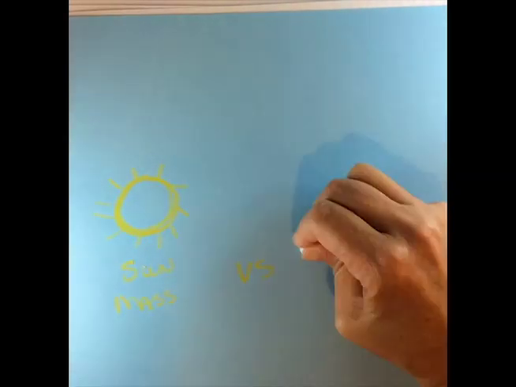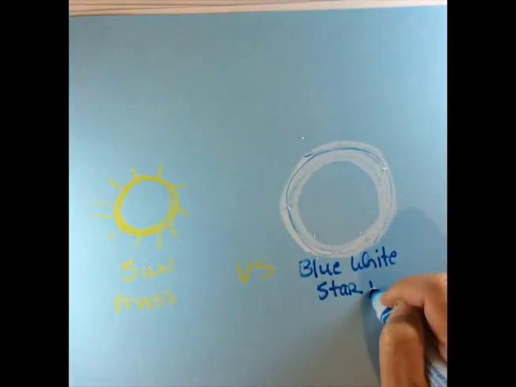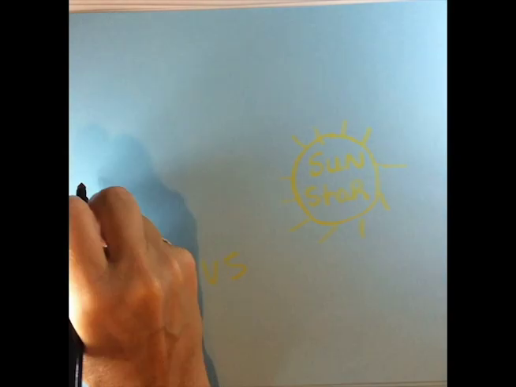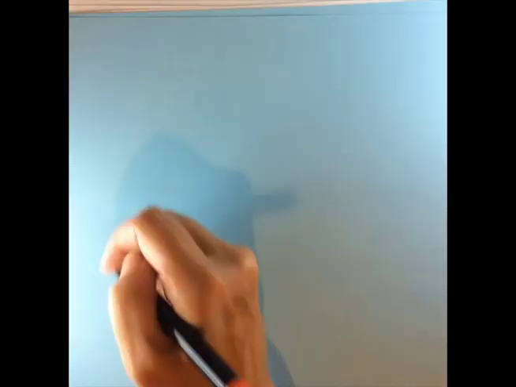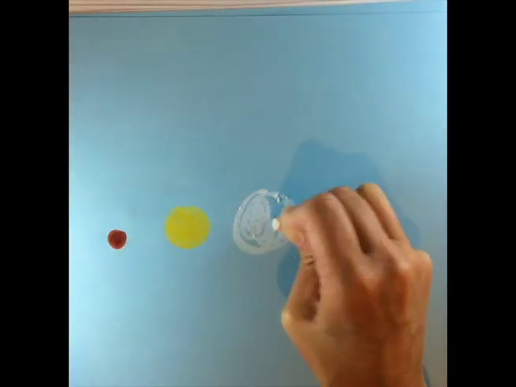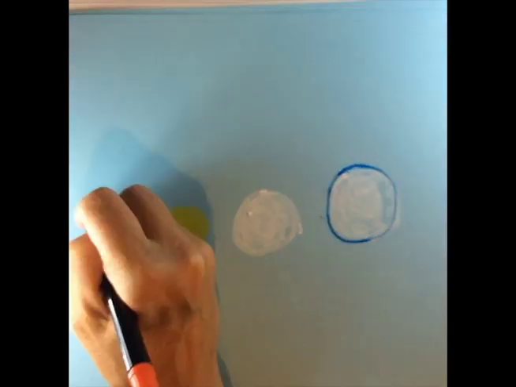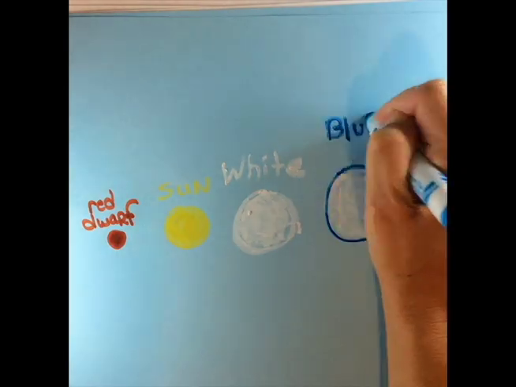Most stars, however, the red ones, are smaller than the sun and are called red dwarfs. So, think of it in this order: red dwarf, yellow sun, white, bluish white.